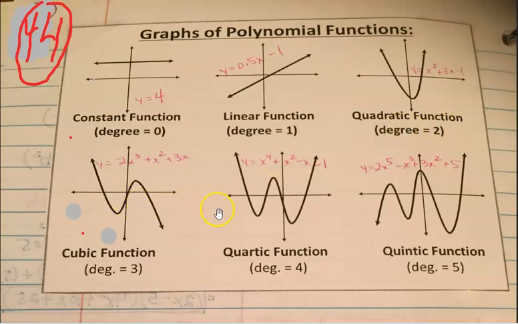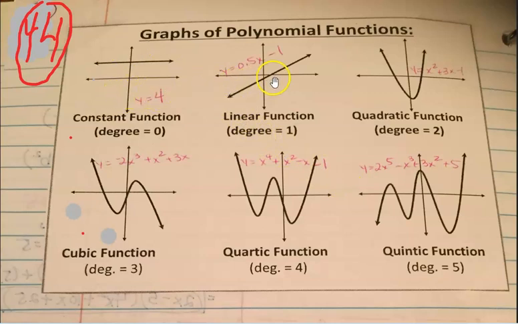And so now we're going to focus on higher degrees in this unit. So I've got an example of a cubic function with a degree of 3, a quartic with a degree of 4, and a quintic with a degree of 5. As the degrees increase, you'll notice a few things.